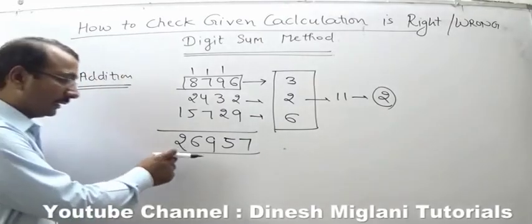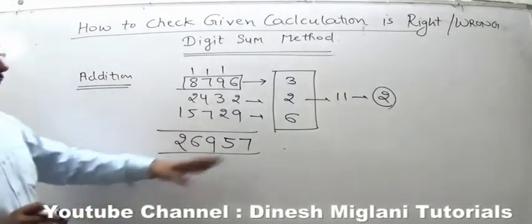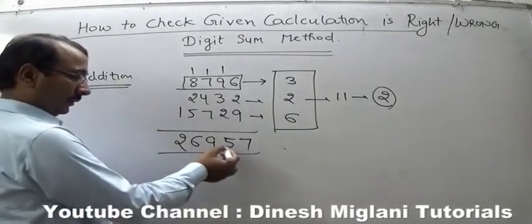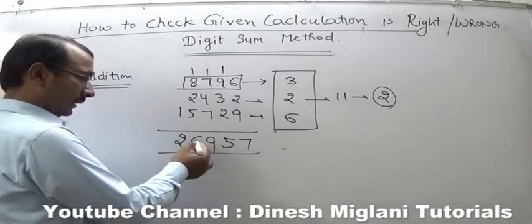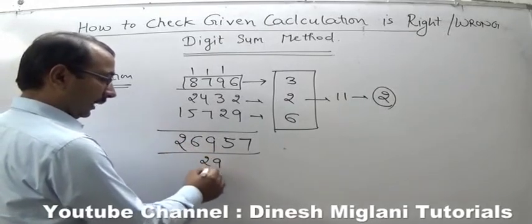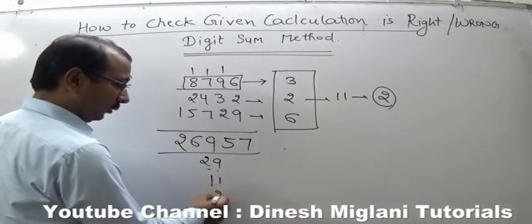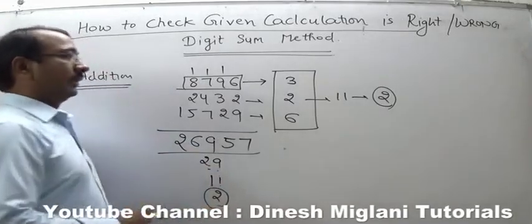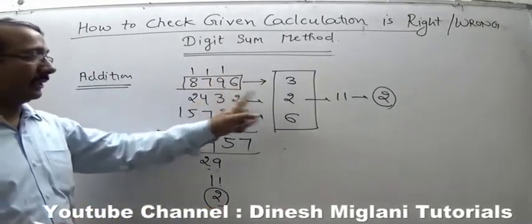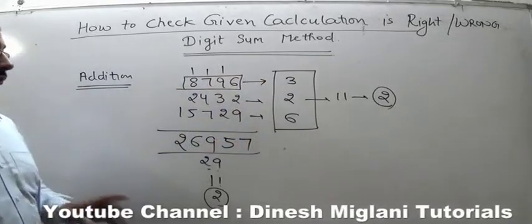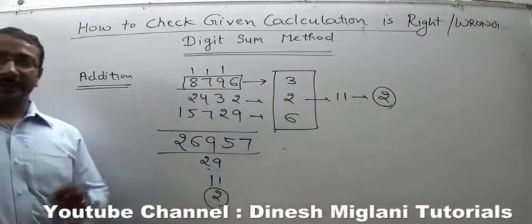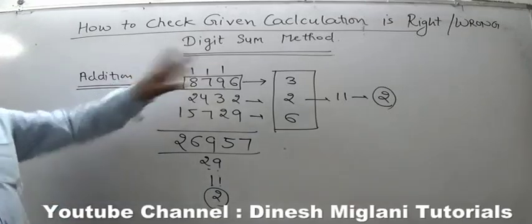Now I will take the digit sum of this. If this is 2, it means my calculation is right. 7 plus 5 is 12, plus 9 is 21, plus 6 is 27, plus 2 is 29. 9 plus 2 is 11, 1 plus 1 is 2. So here I have taken their digit sums individually, and I got 11, 1 and 1, 2. So finally I can say that the digit sum of all these three numbers is 2.